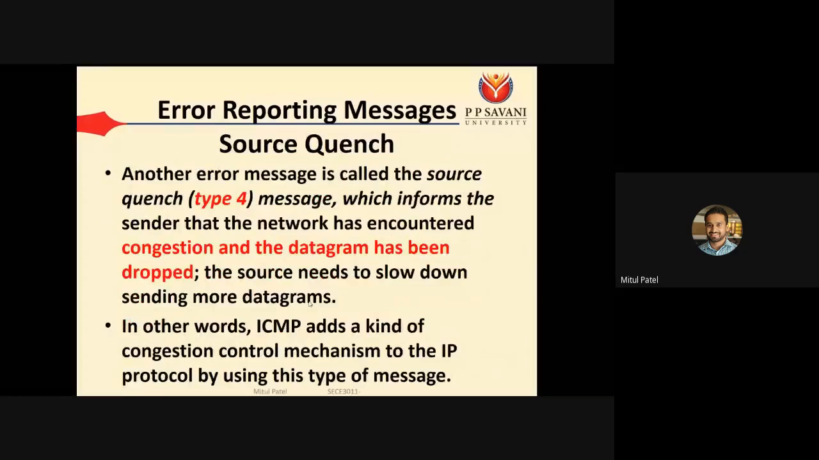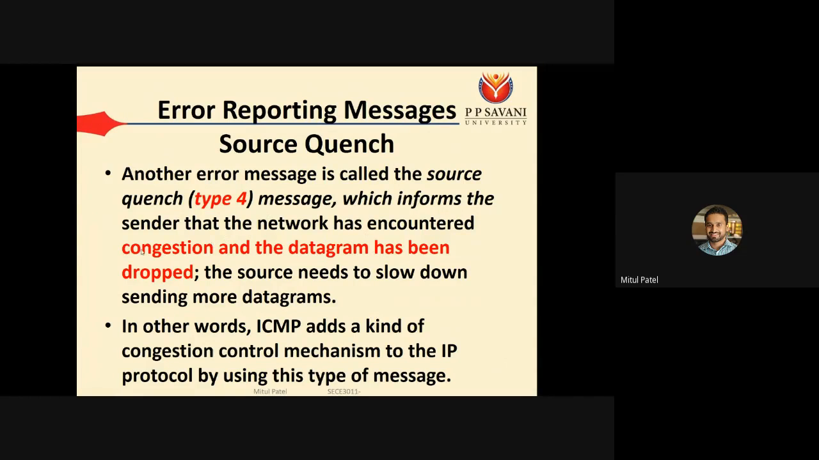Second type of error is source quench. Which type number? Type 4. So type 4 indicates that this one is the source quench error. So what is the meaning of source quench? It will inform the sender that the network has encountered congestion and the datagram has been dropped. What is the meaning of congestion?